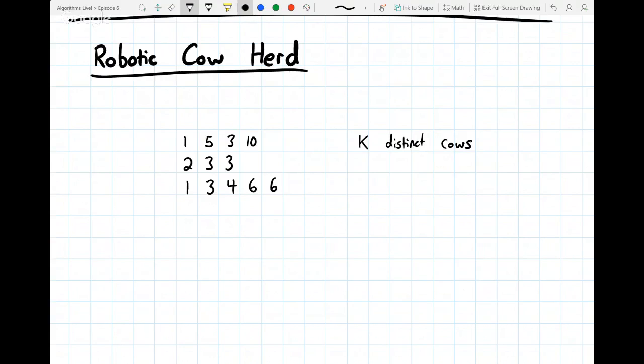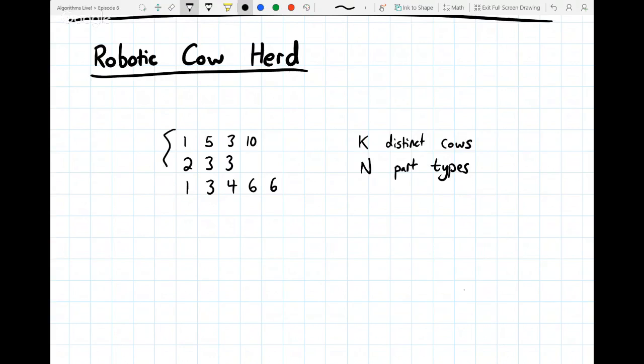And we'd like to be as cheap as possible. So we have n part types, and k distinct cows that we'd like to build. And we'd like to know what's the k cheapest distinct cows, the sum of the k cheapest distinct cows.